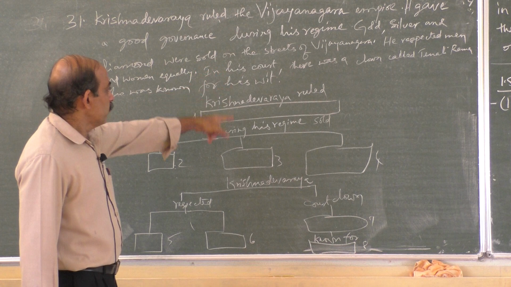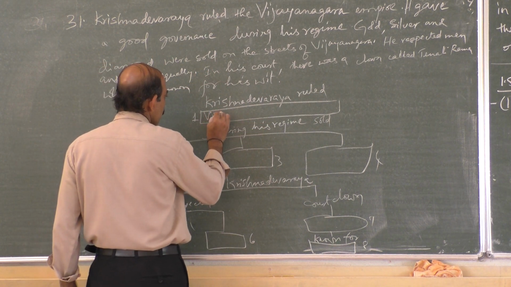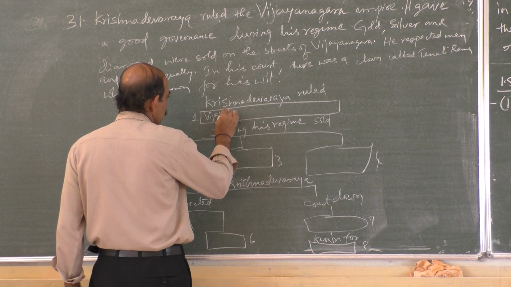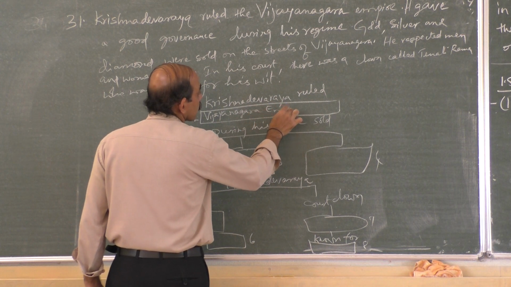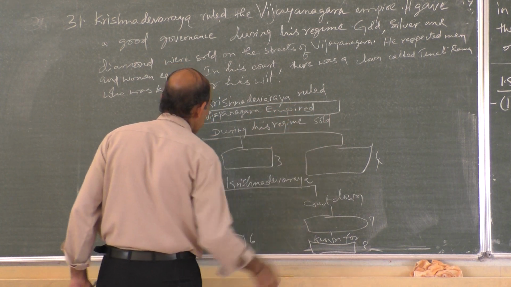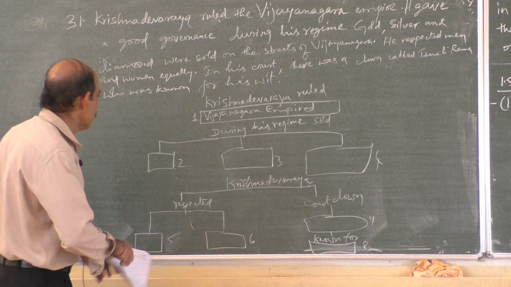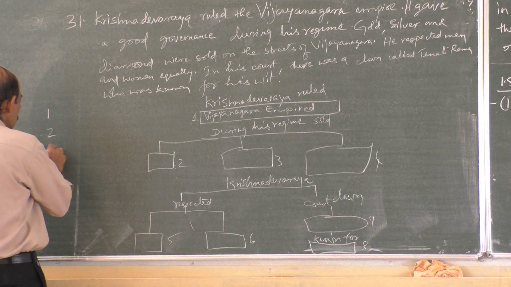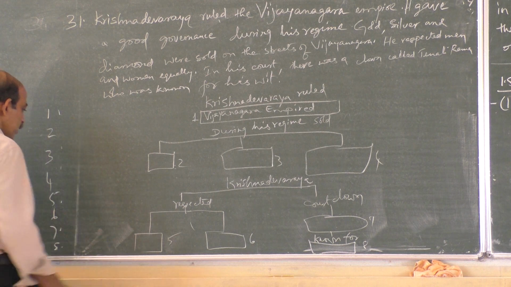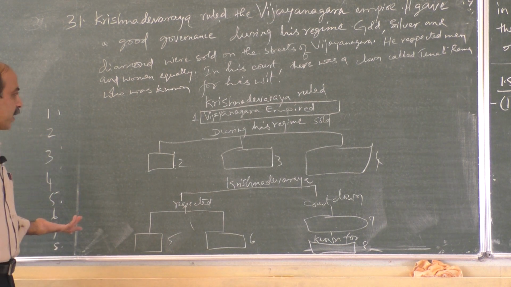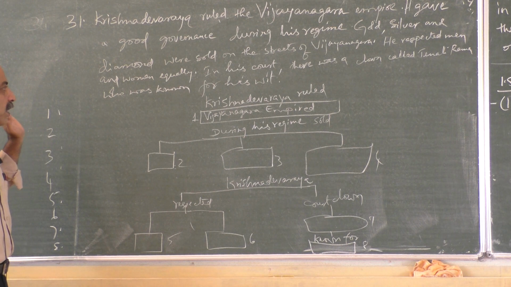Krishna Devaraya ruled the Vijayanagara Empire. You have to write it either by preparing a flow chart, or else you write point-wise: 1, 2, 3, 4, 5, 6, 7, 8. If you write in this way, that is also acceptable. The examiners will give full marks. You don't have to worry about this.